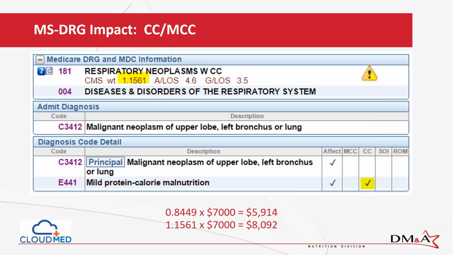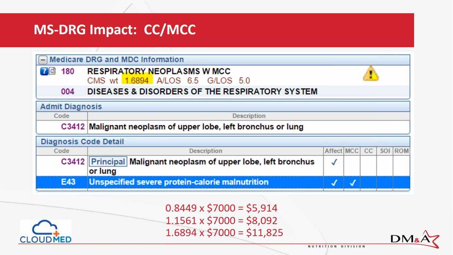Again, when you have a lone CC on a case, it can put a case at risk. In this case, it's malnutrition, but any lone CC or lone MCC on a case is a potential target for recovery audit activity. So, to take this example one step further and say that malnutrition was further specified as severe protein calorie malnutrition, now we've moved to DRG 180, and this DRG is referred to as a triplet because it can be impacted by a CC or an MCC.